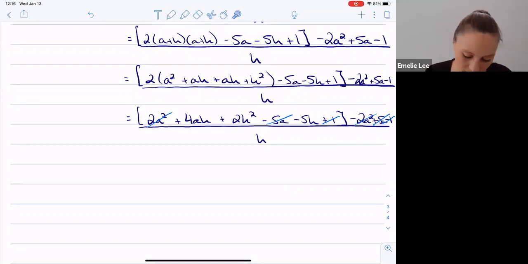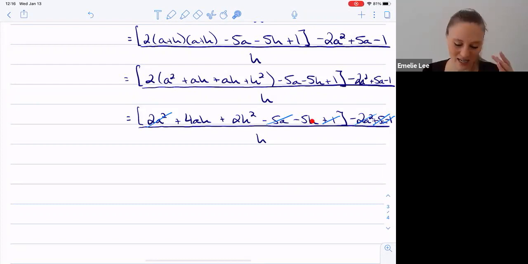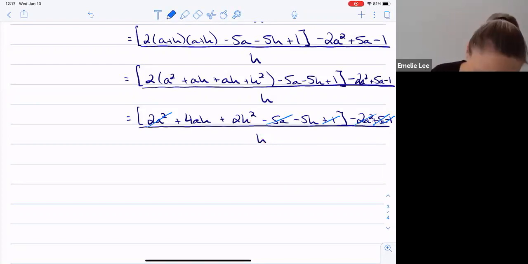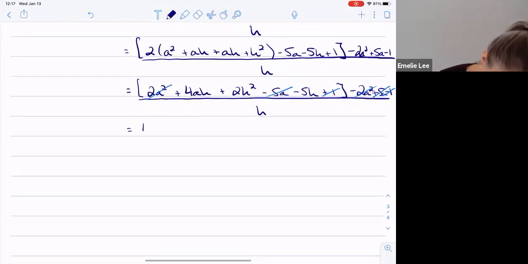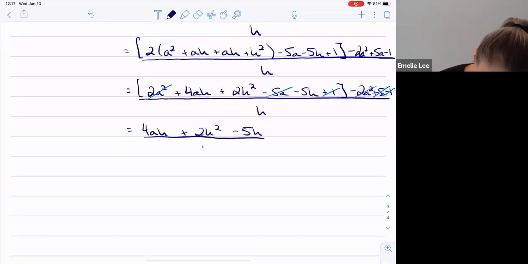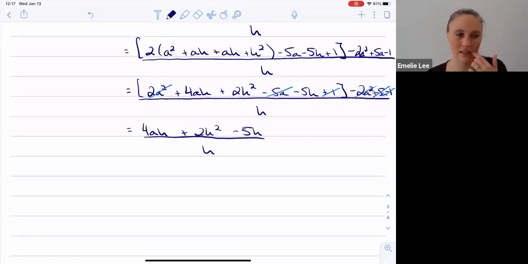Notice that the terms that are left over here all have an h in them. So like I said, when you're working with these, more often than not, this h is going to cancel out, right? There's still going to be h's up in the numerator, but this h in the denominator is going to cancel out, one way or another. So you get 4ah plus 2h squared minus 5h over h. Okay.